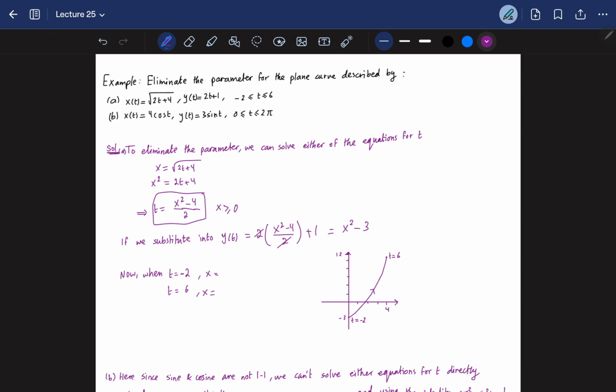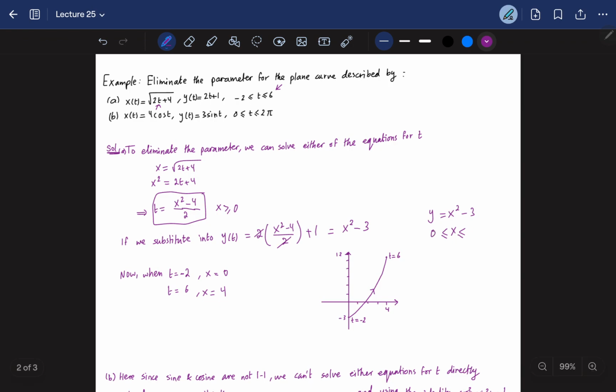Now the only thing left is I want to get the values of x. So I have a function that's equal to y equals x squared minus 3, and I have an interval in terms of x. So let's substitute the endpoints. When t is negative 2, if you plug it here, you're going to get 0.